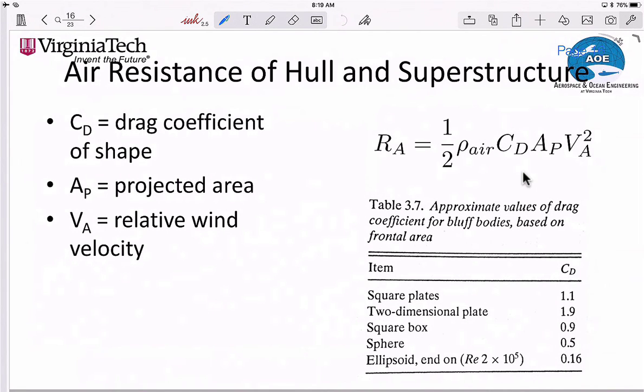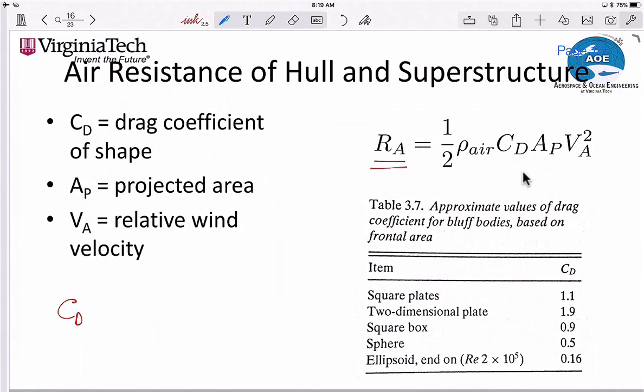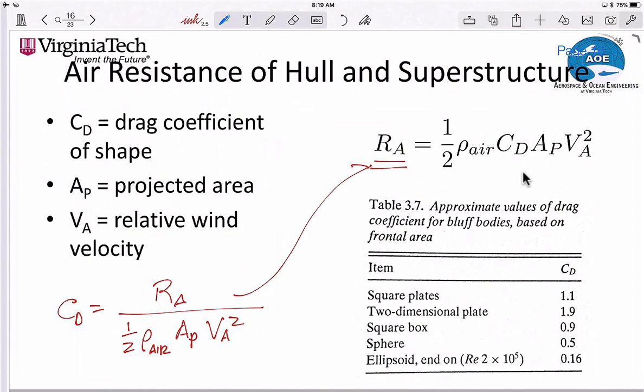So here, if you want to estimate the resistance due to hull and superstructure, again, it's fundamentally based upon the definition of the drag coefficient. It's 1/2 rho of the air, because we're talking about resistance in the air, the projected area, A sub p, and the velocity, the relative wind, or velocity of the air over the ship. So I can solve for R sub A as long as I know what the drag coefficient is. And that's the value of Horner's book.